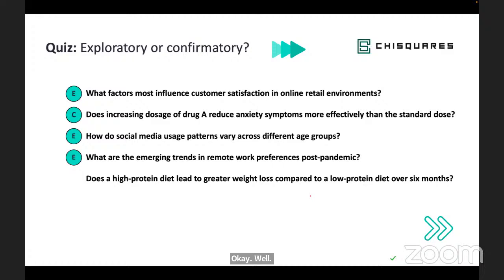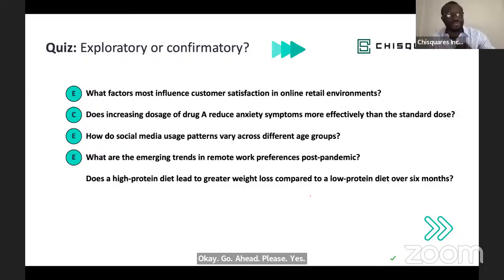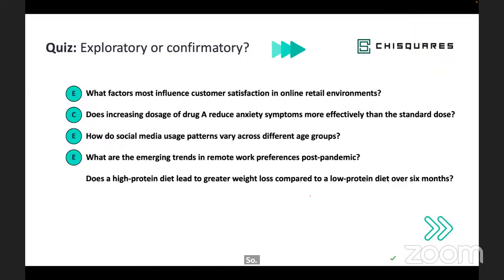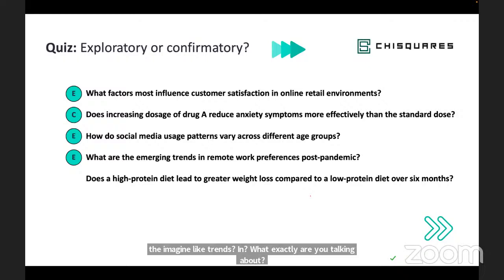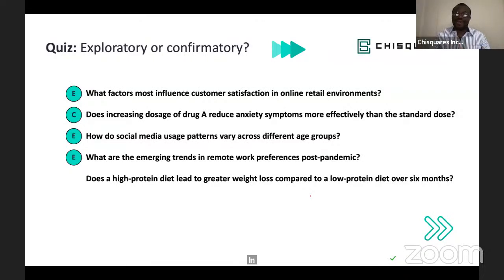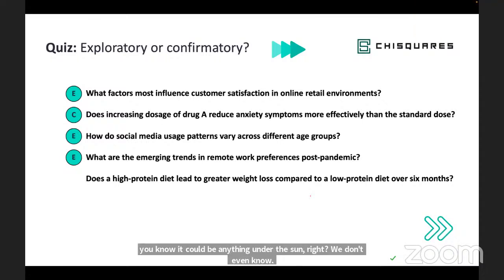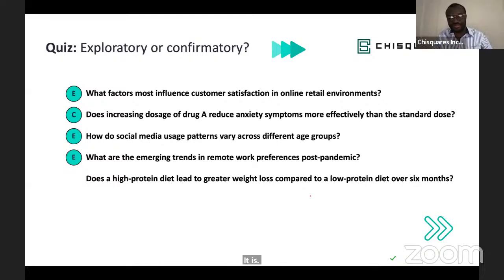Because I'm not seeing any explanatory variable there. So the question is, what are the emerging trends? It's a very open-ended question. Trends in what exactly are you talking about? Is it trends in telework? It could be anything under the sun, right? We don't even know. Plus it's open-ended, it's exploratory.